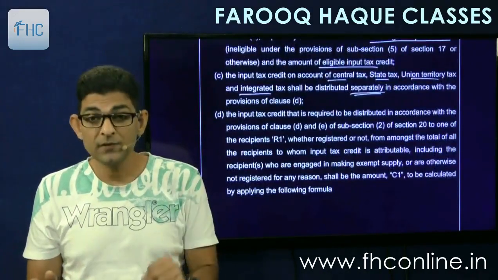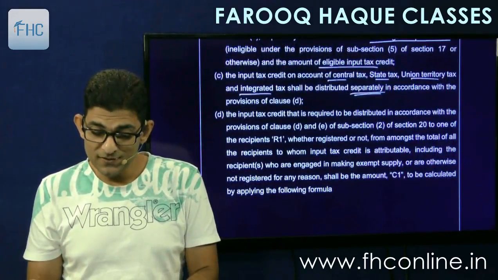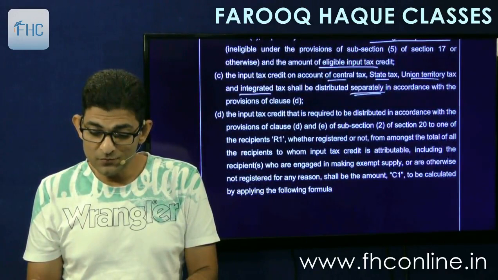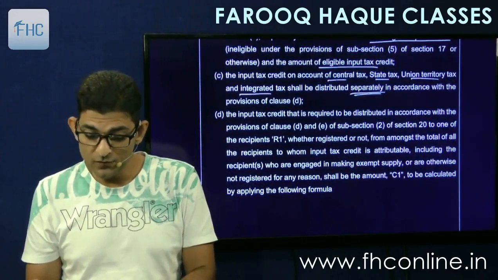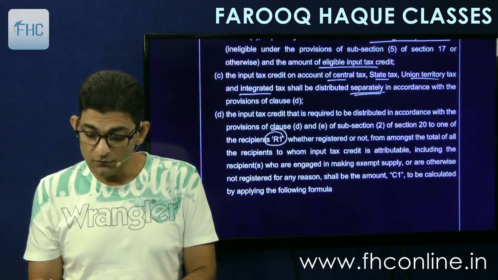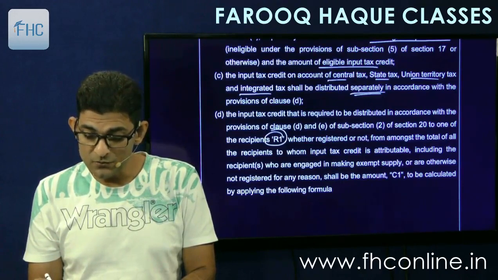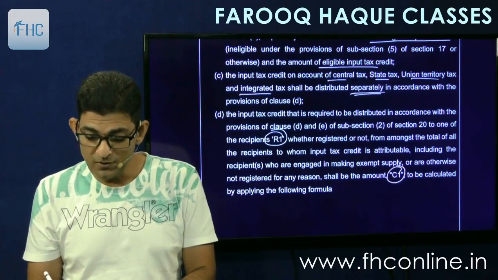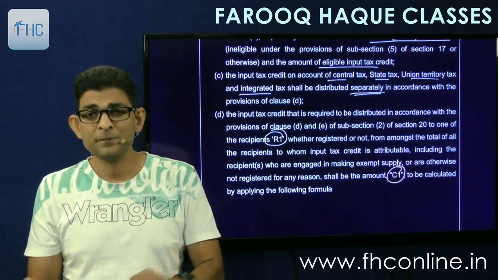And now clause D, the important one. The input tax credit that is required to be distributed in accordance with the provisions of clauses D and E of section 20 to one of the recipients R1, whether registered or not, from amongst the total of all the recipients to whom the input tax credit is attributable, including the recipients who are engaged in making exempt supplies or otherwise not a registered person, shall be amount C1 to be calculated by applying the following formula.